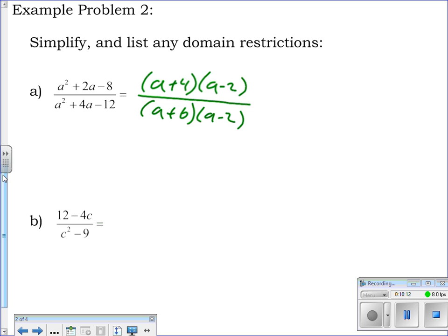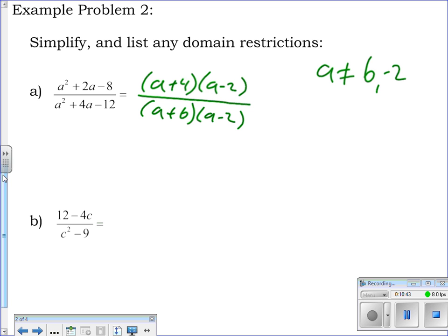Now that I've factored, I look at my denominator, what's going to make my denominator 0? A can't be negative 6. A can't be 2. Negative 6 will make that 0. 2 will make that 0. A can't be 6 or negative 2. So I found my domain restrictions. I factored to prepare for simplifying.